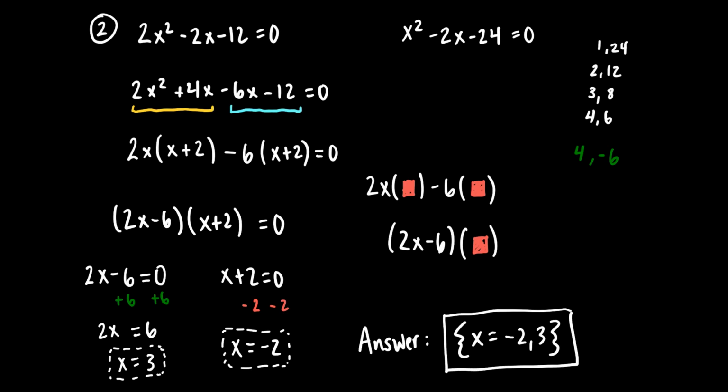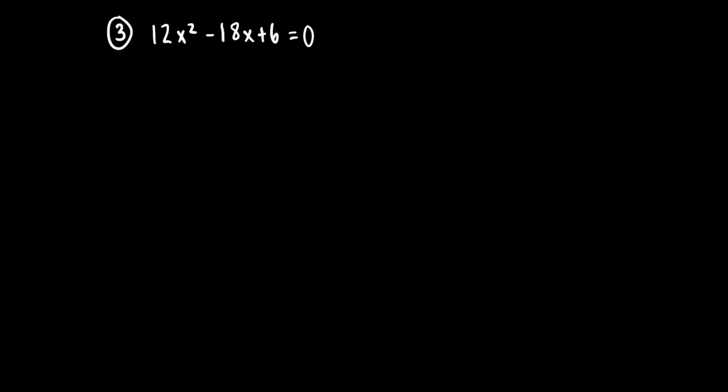And trust me, I checked. They work. But you could check them if you wanted to. All right, let's do another example. All right, 12x squared minus 18x plus 6.